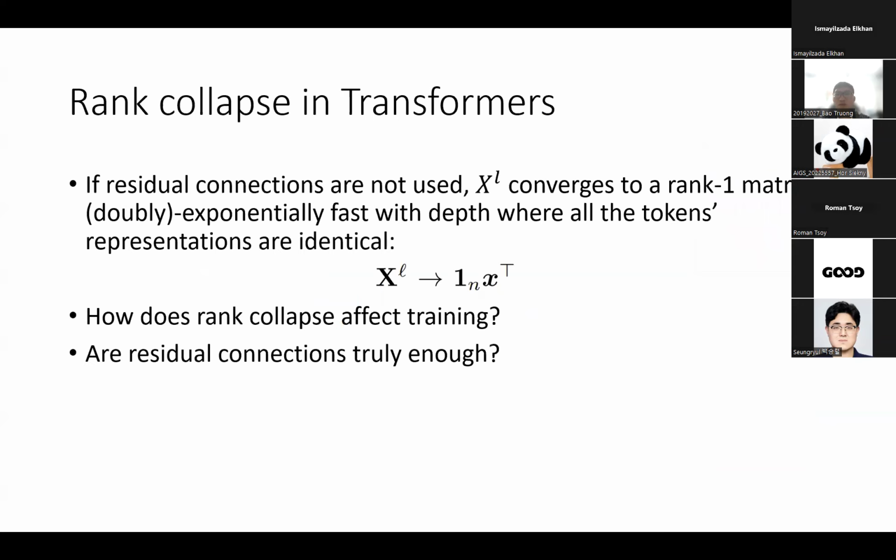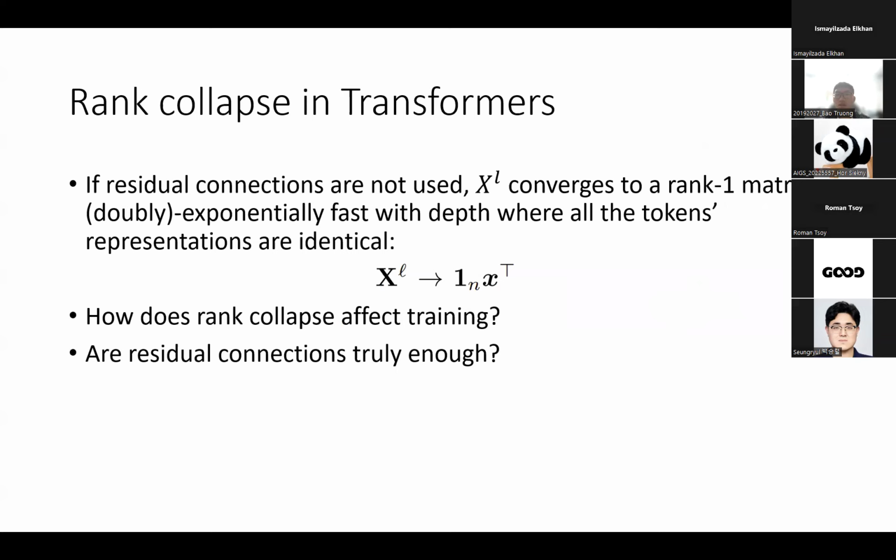This work took inspiration from earlier work, which showed that if residual connections are not used, the representation of the input layer will converge to a rank 1 matrix exponentially fast with depth, where in the end all the token representations are identical.